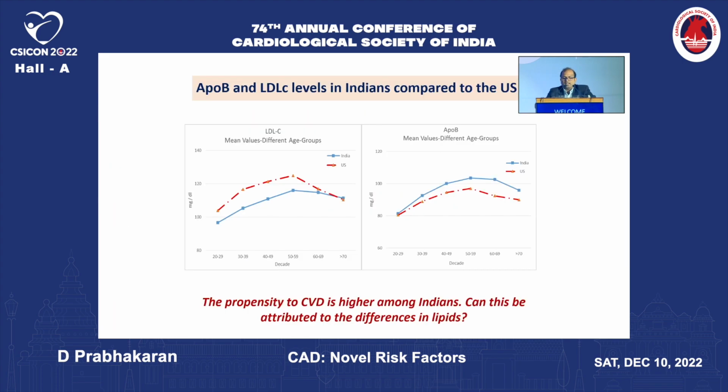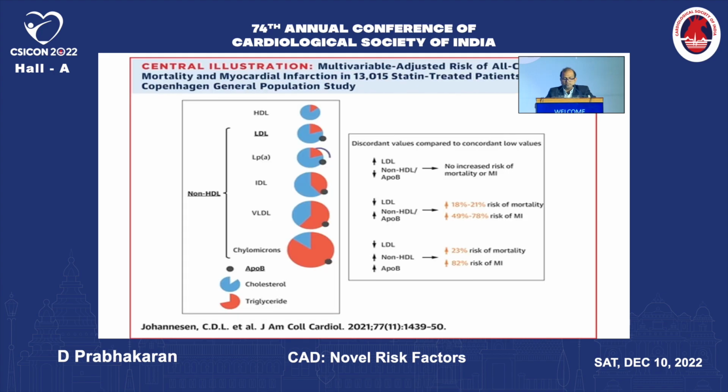How about ApoB and LDL cholesterol in Indians compared with the US? The left figure shows the dotted red line is the United States, while the continuous blue is the Indian population. At any point of time, the given LDL value is slightly higher in the United States. However, with the same amount of LDL, the ApoB is significantly lower in the US population and higher in the Indian population. So it is not the LDL alone; it is the amount of ApoB that matters. So this is the illustration figure.